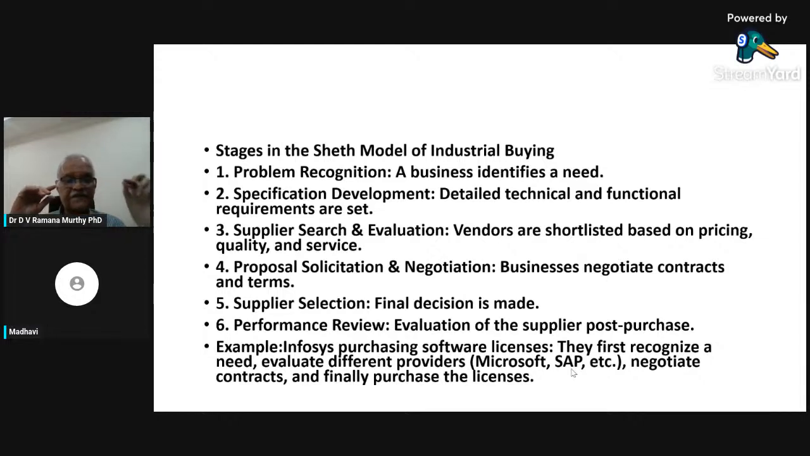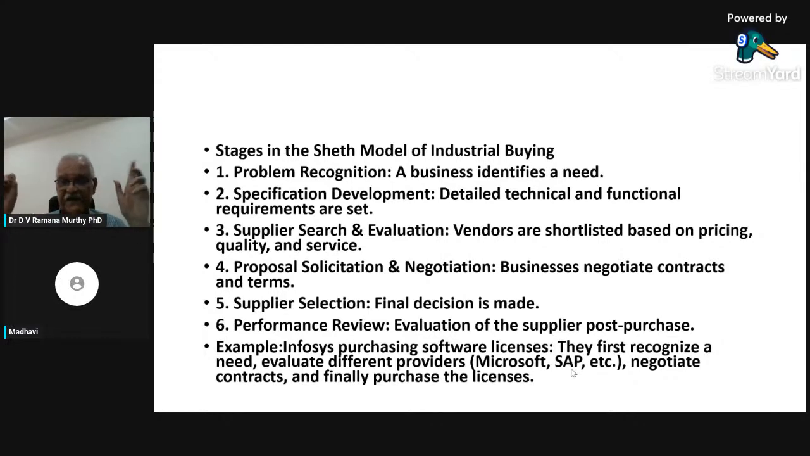The sixth step is performance review, because post purchase, of course, there are chances of a good experience or a bad experience. So now you will be evaluating suppliers post purchase. Is the product okay? Are the supplies regular or not? Is the price competitive? Everything, after post purchase only you come to know of it. So that is a performance review.